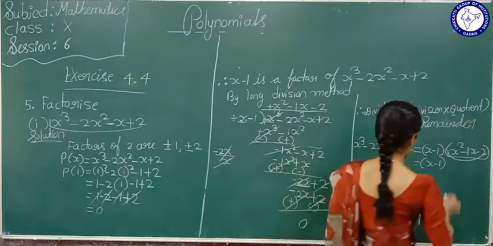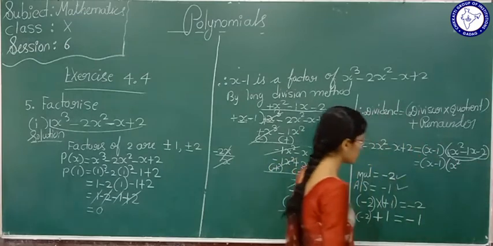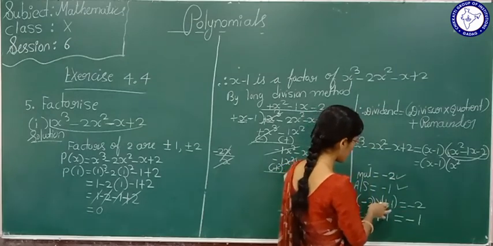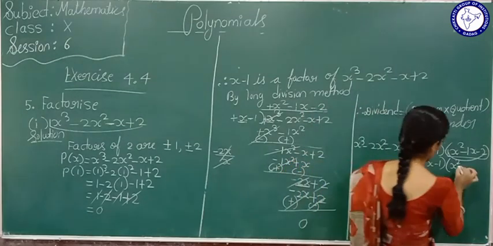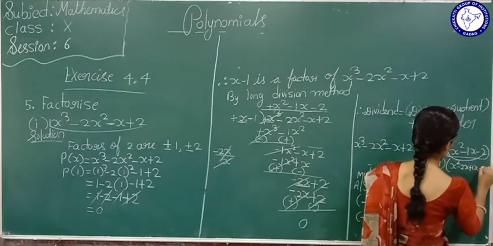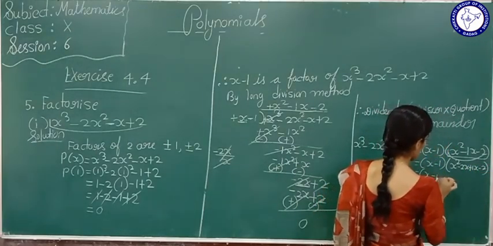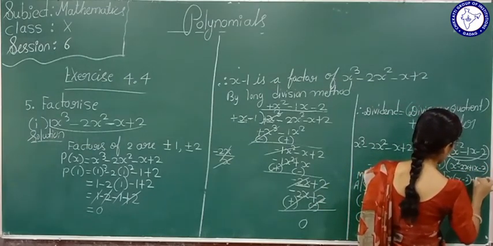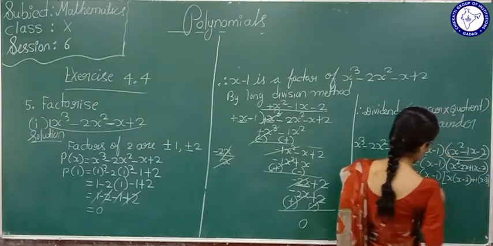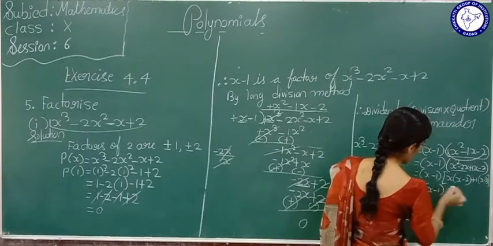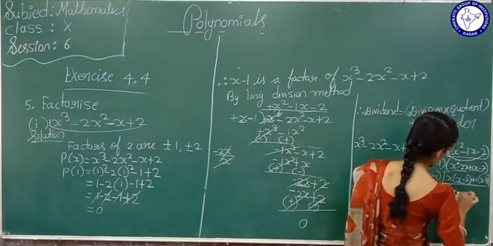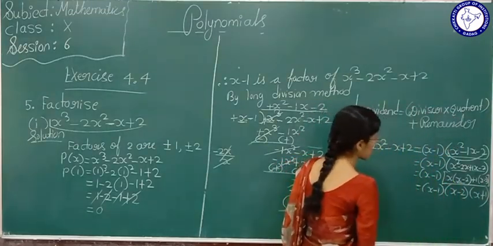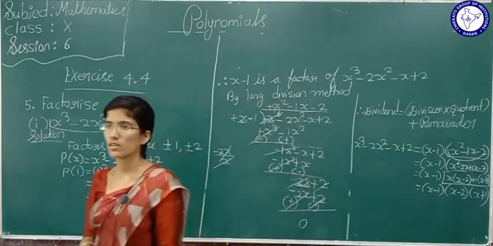Okay, what are the numbers? Minus 2 and plus 1. So we write minus 2x plus 1x minus 2, x minus 1. What is common here? x is common. What is remaining? x minus 2. What is common? 1. x minus 2. Now see, x minus 1. What is common? x minus 2. What is remaining? x plus 1. Okay, so this is the way how we are going to factorize the cubic polynomial.